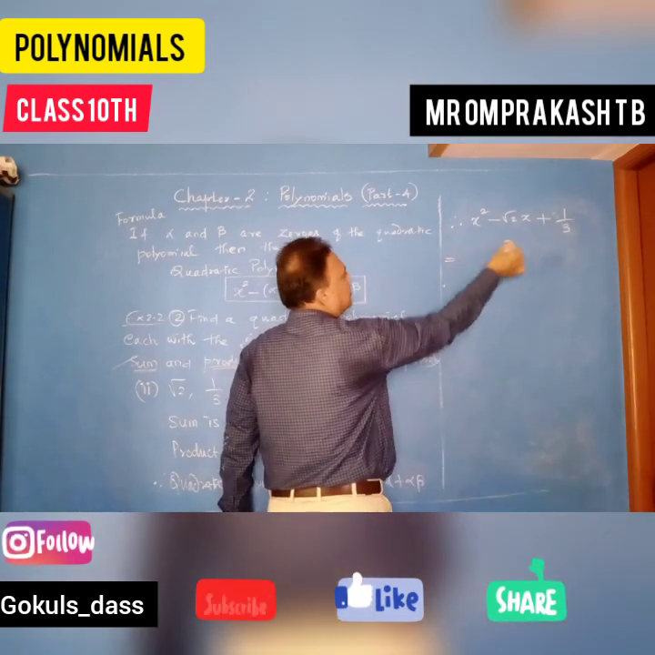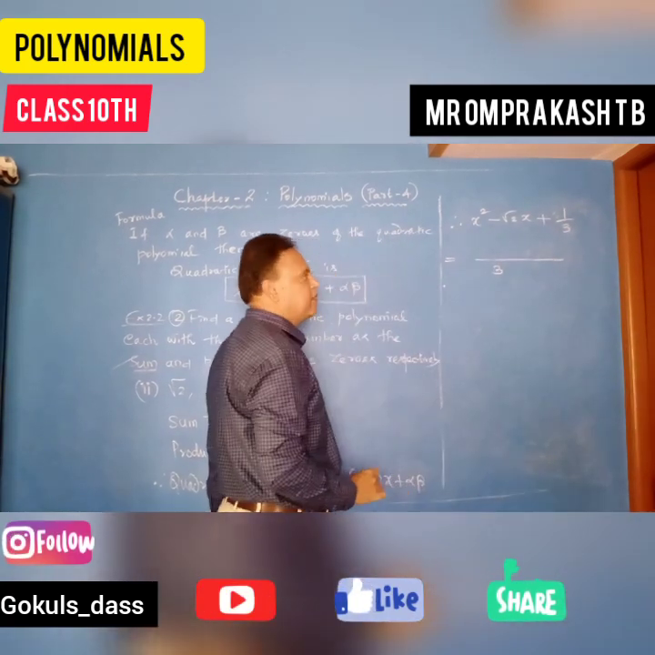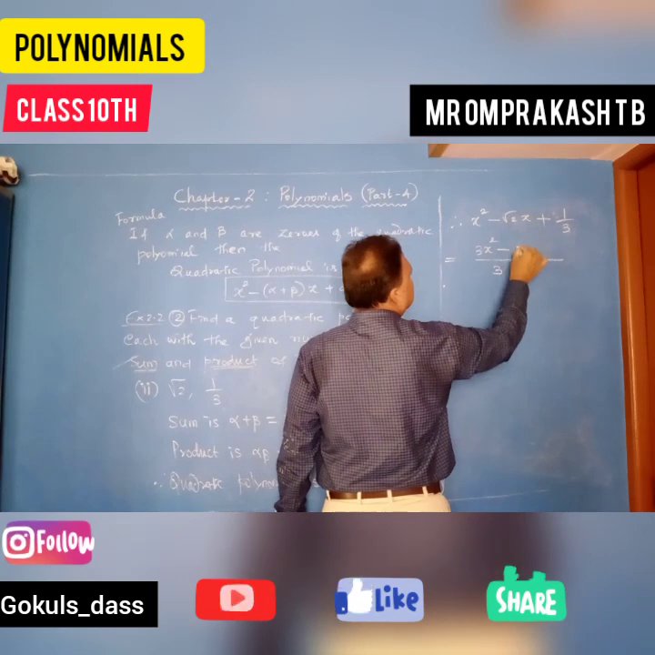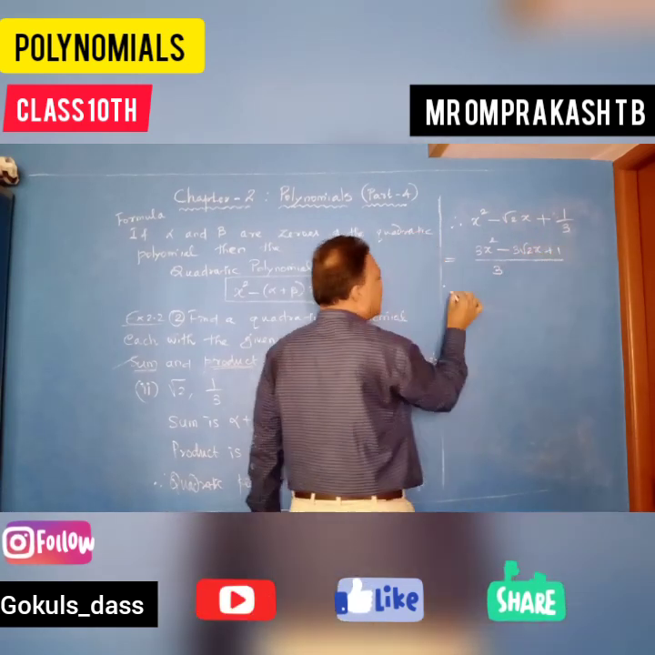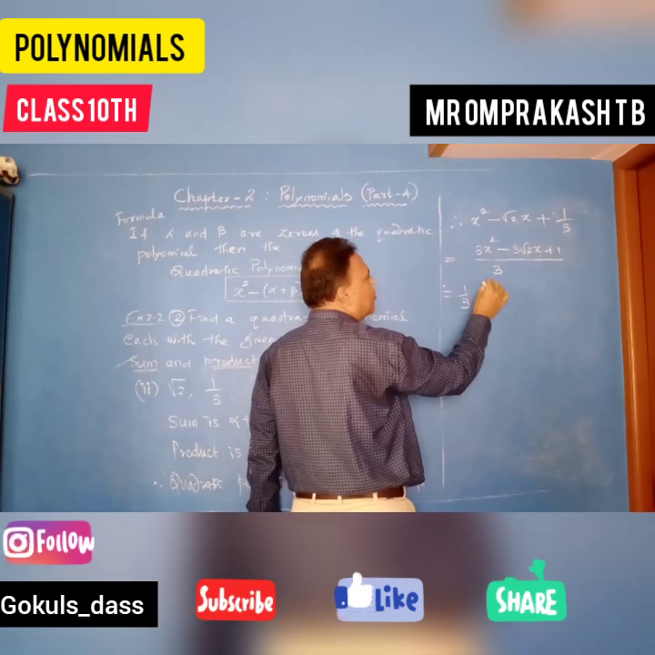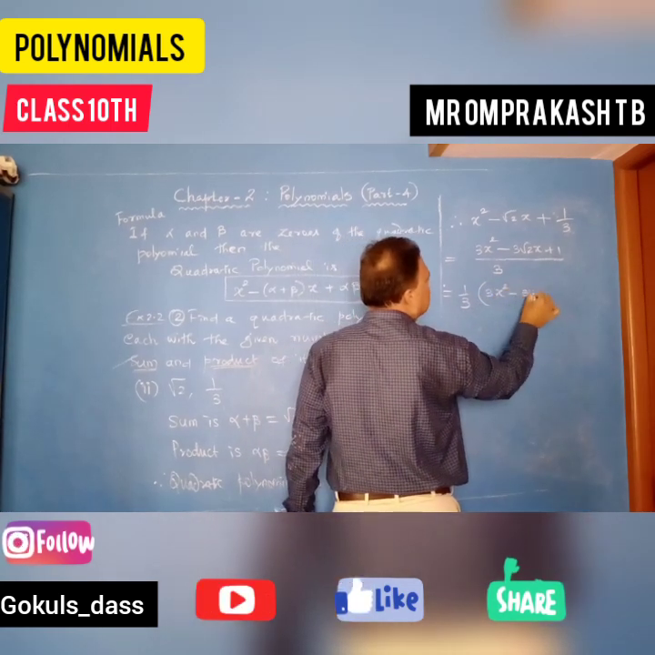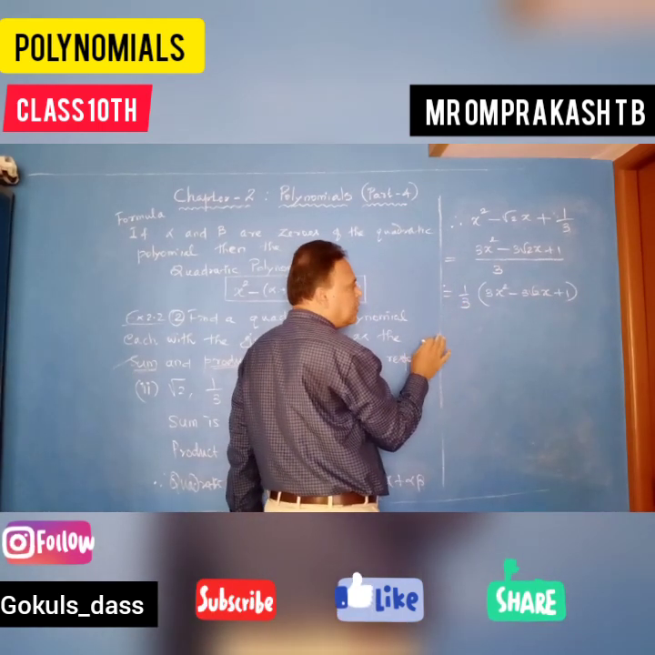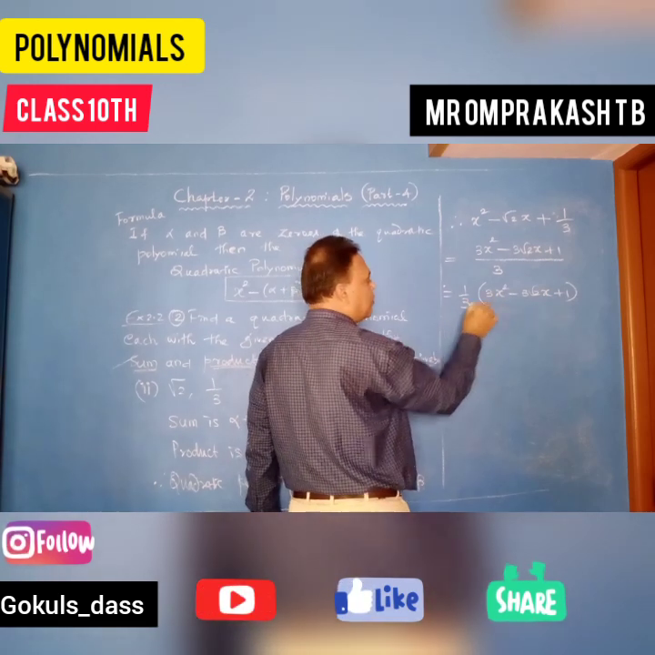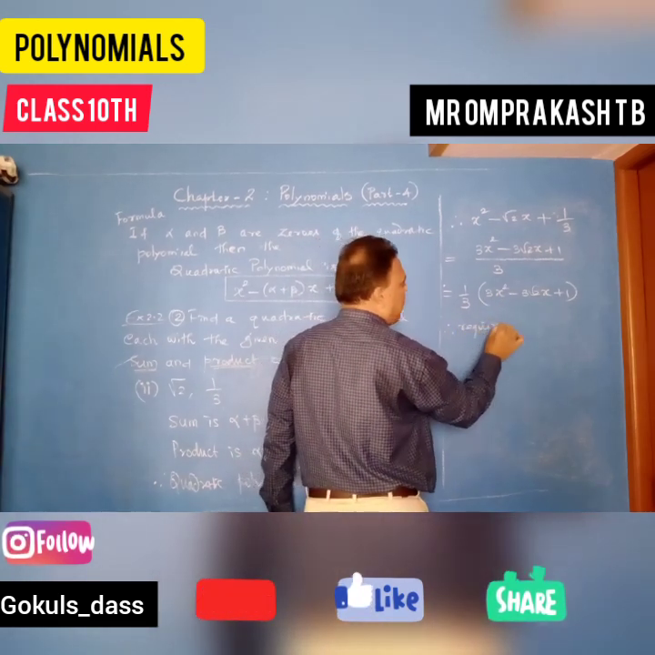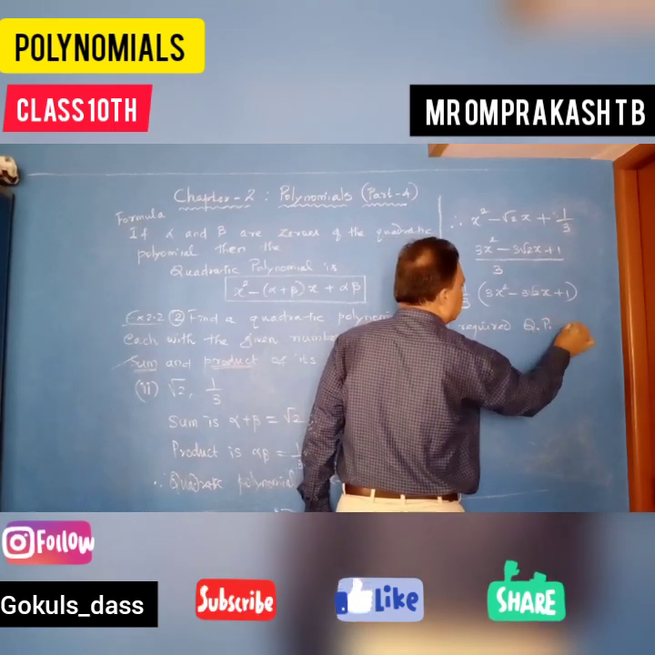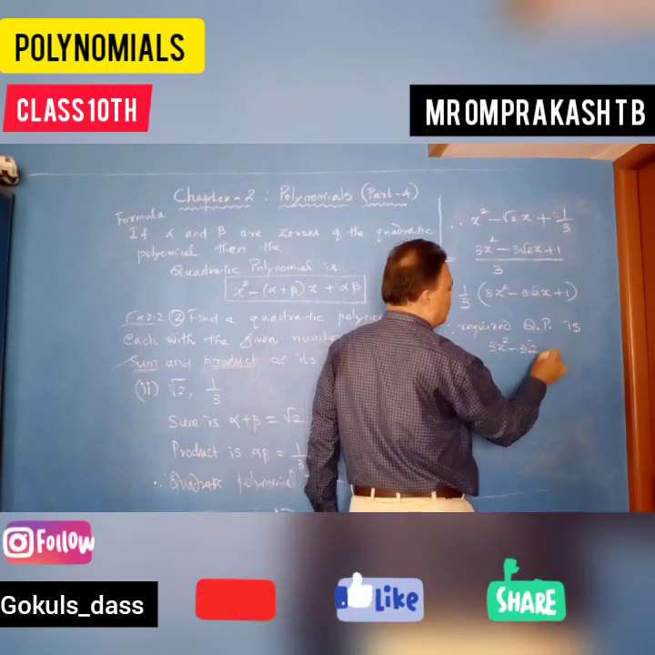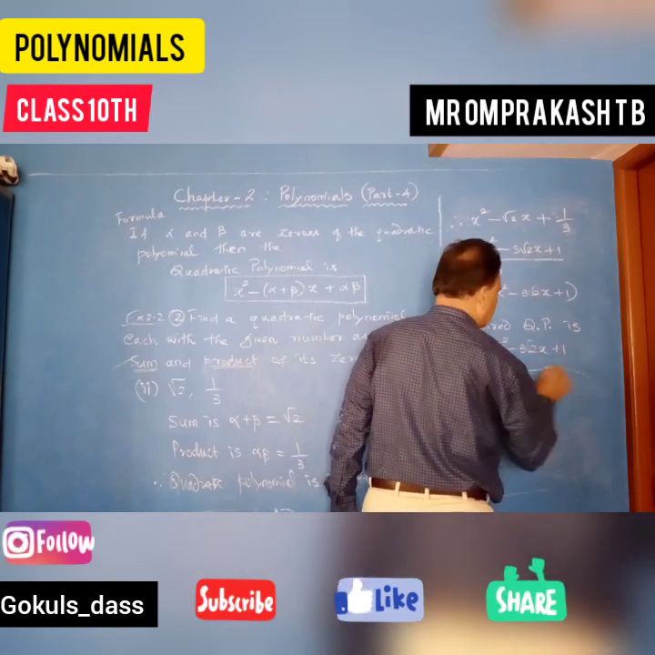Now to simplify, take 3 as the LCM. Here there is no denominator, so we just multiply. 3x squared, no denominator, just multiply. So 3x squared minus 3 root 2 x plus 1. Now this can be written as 1 by 3 into (3x squared minus 3 root 2 x plus 1). Now ignore this 1 by 3, since it is a scalar constant. Therefore, the required quadratic polynomial is 3x squared minus 3 root 2 x plus 1. That's all, you got it.